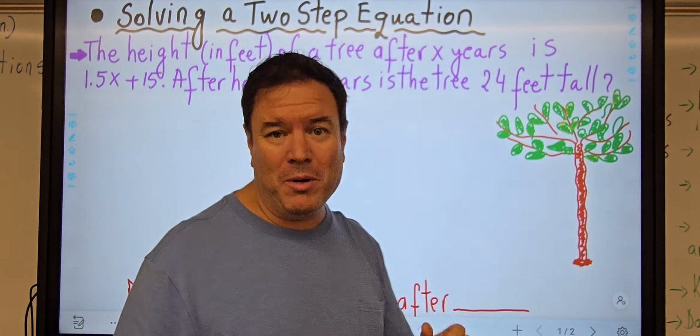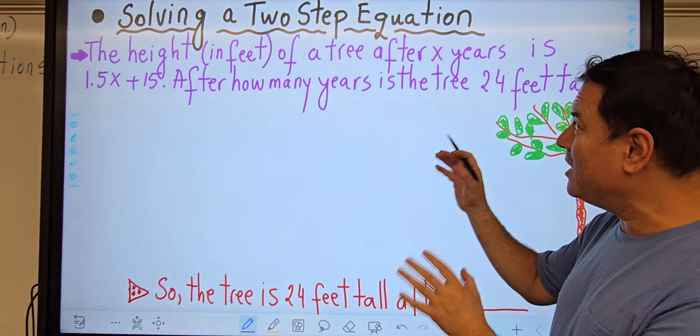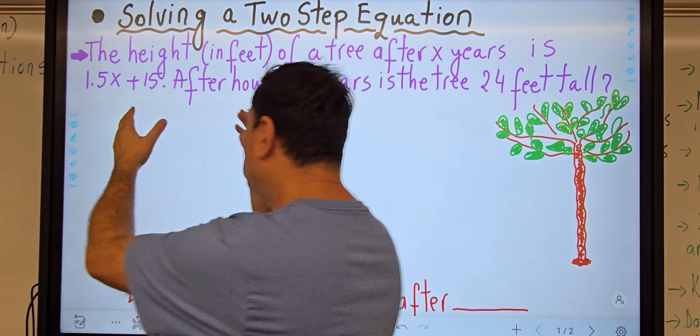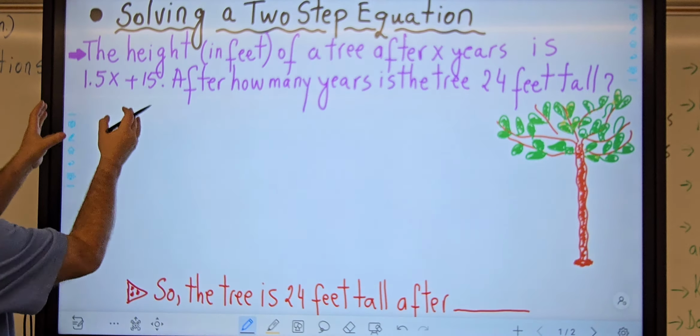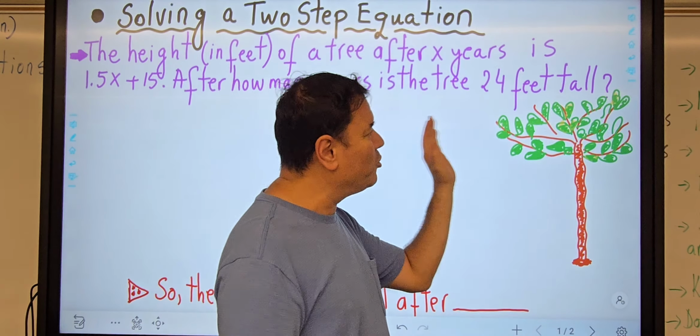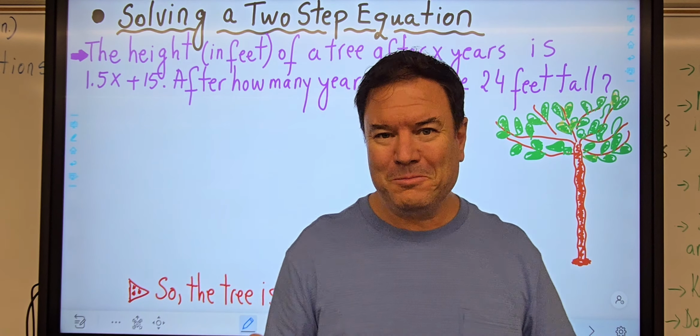Today we are going to solve a two-step equation, and we have a word problem. The height in feet of a tree after x years is given by 1.5x plus 15. After how many years is the tree 24 feet tall?